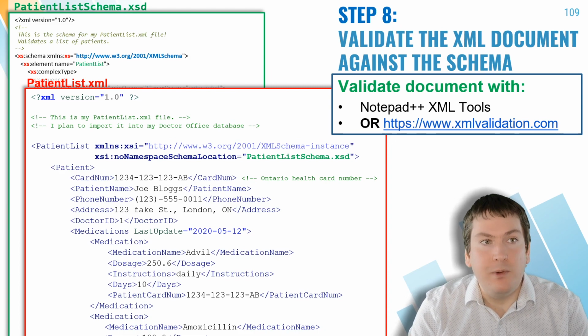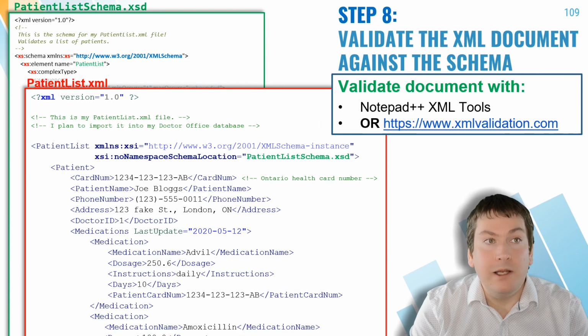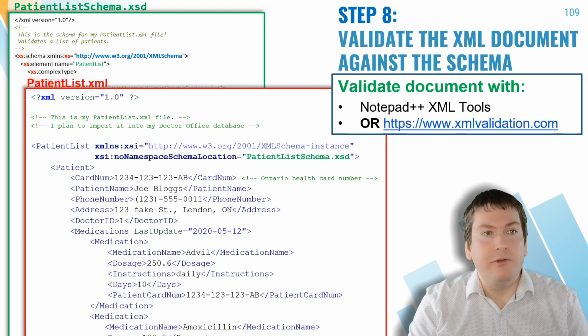So once again, there's two ways we can do that. We could use Notepad++ XML tools, or we can use xmlvalidation.com. So we're going to switch over to our desktop right now and take a look at how we can do that.